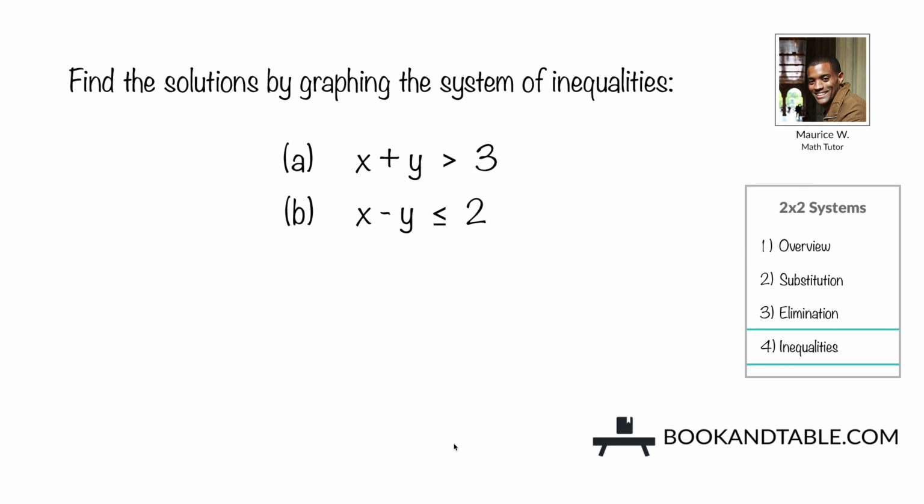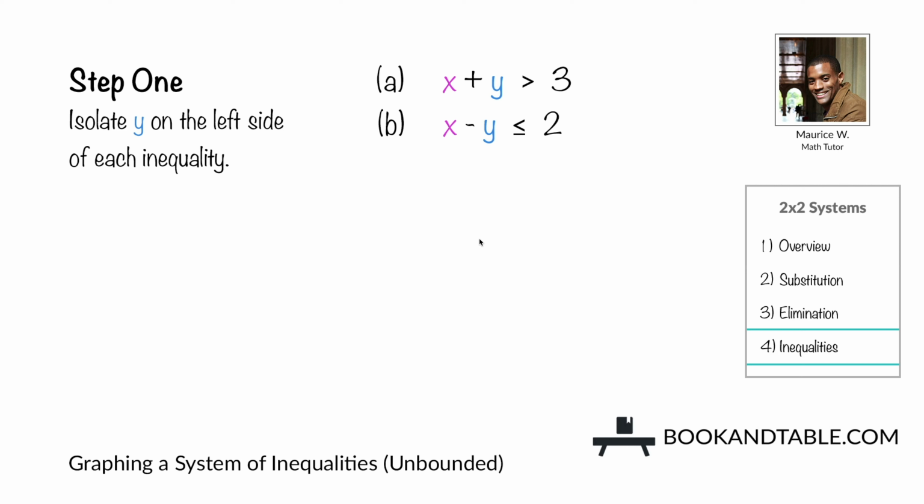Now let's walk through an example. Find the solutions by graphing the system of inequalities. Inequality A, we have x plus y is greater than 3. Inequality B, we have x minus y is less than or equal to 2. So how do we find the area of solutions? So step 1, isolate y on the left side of each inequality. So we'll first take a look at inequality A. x plus y is greater than 3. We want to isolate y on this side, so we'll subtract x from both sides, leaving us with y is greater than negative x plus 3.